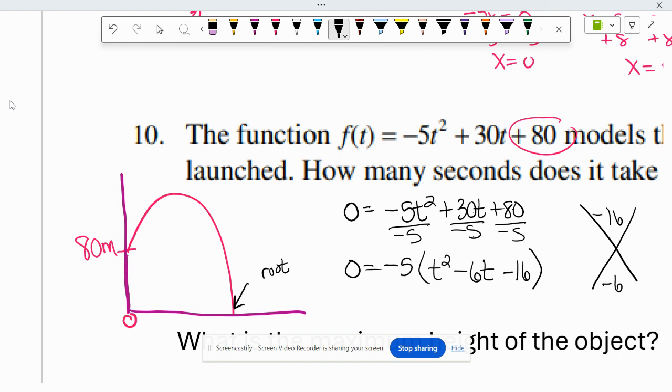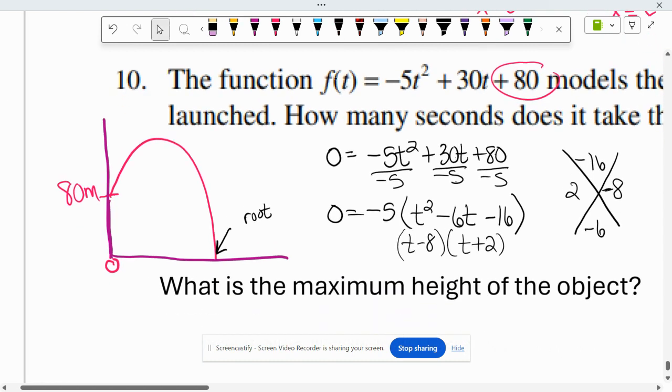What do you think? Well, let's see. 16. 1 and 16, 2 and 8, 4 and 4. That's it. Which one's going to work? What do you think, Viviana? Which one's going to work? Which one's going to be negative? The positive 2 or the 8? I need to have a sum of negative 6. That means I need the larger one to be negative. So negative 8. So this is t minus 8 times t plus 2.